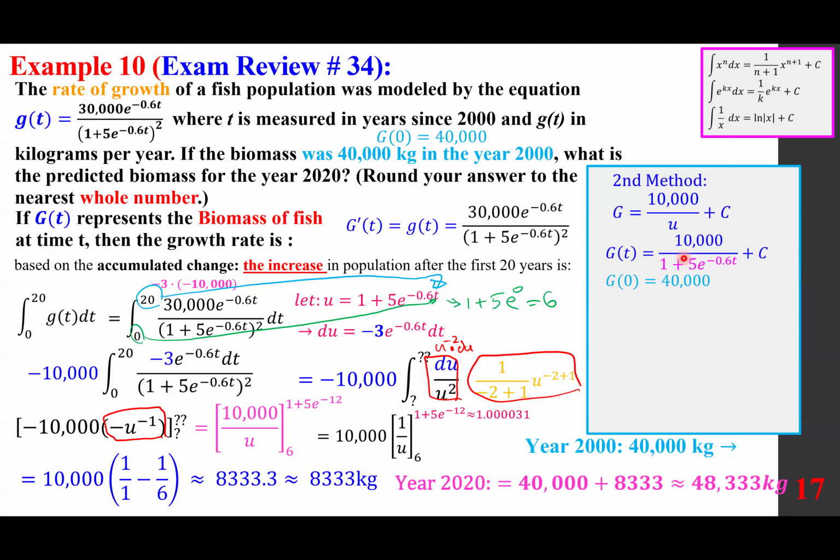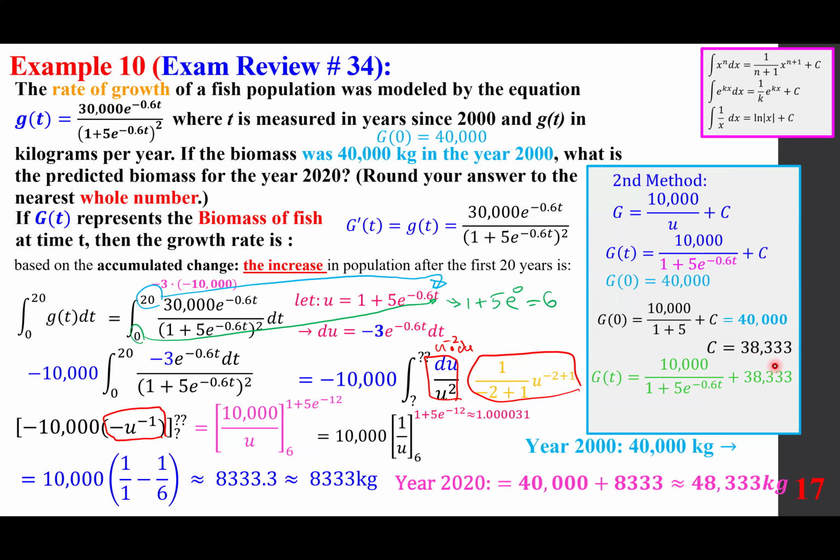So let's plug in 0. If I plug in 0, I get 10,000 over 1 plus, remember this becomes e to the power of 0 or 1, so 1 plus 5, and a constant, and it's supposed to be 40,000. So I'm going to divide 10,000 by 6, subtract it from 40,000 to get C, which is 38,333. And I'm going to say G of T in particular is this plus this number.